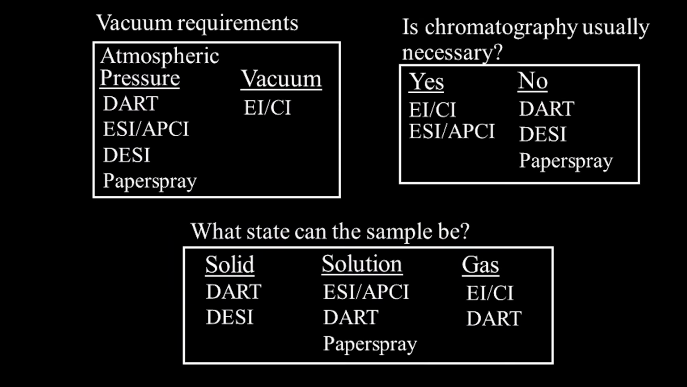There are some other ways to group ion sources, like does it have to be in vacuum or can it be in atmosphere? Do you have to do chromatography with it, or can you get away with not doing chromatography? And then what state can the sample be in? Does it have to be a solid? Does it have to be in a solution? Does it have to be a gas? Or can it be any one of those things? So there are certainly other considerations when it comes to ion sources, but the most important one is what kinds of ions it makes.